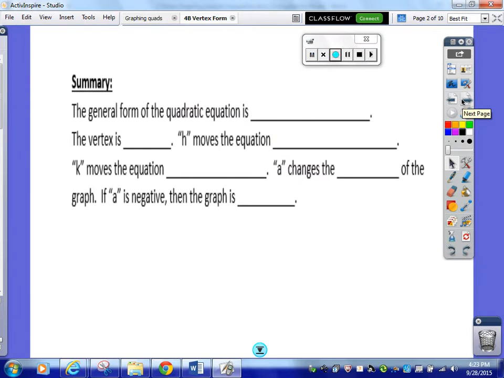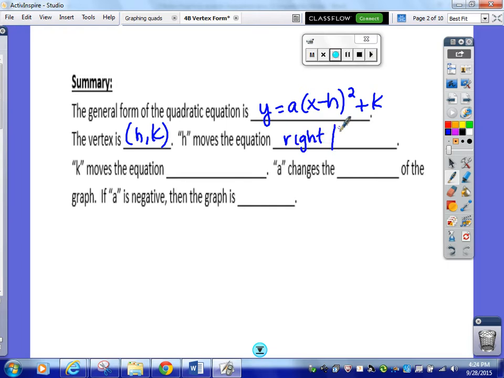The general form of the quadratic equation is y equals a times (x minus h) squared plus k. The vertex is going to be (h, k). H moves the graph right or left. K moves your graph up or down. A changes the width of the graph. And if A is negative, then the graph is flipped.